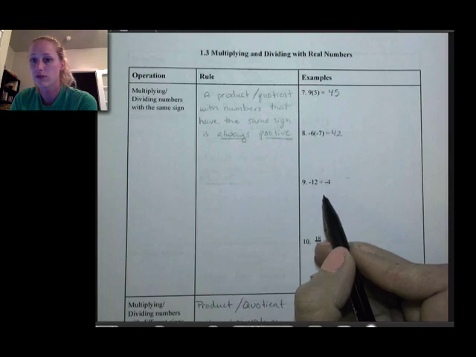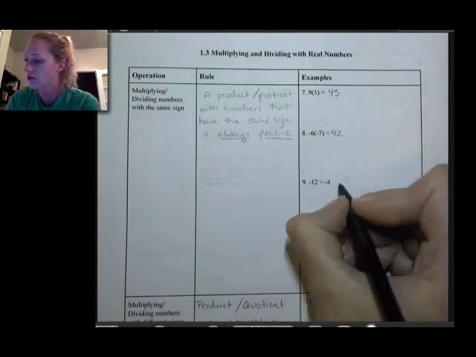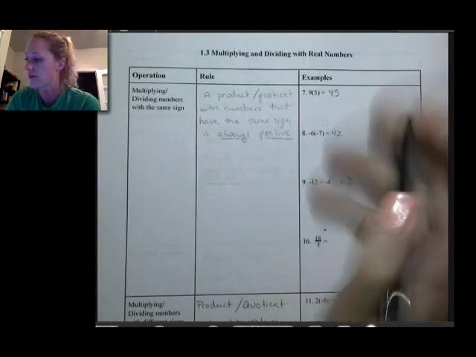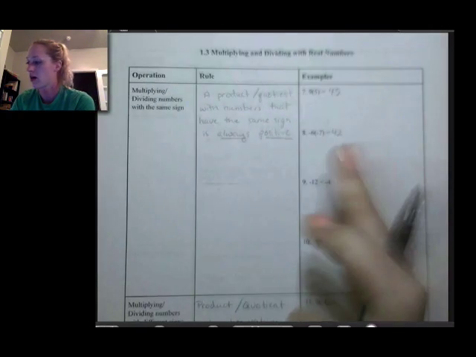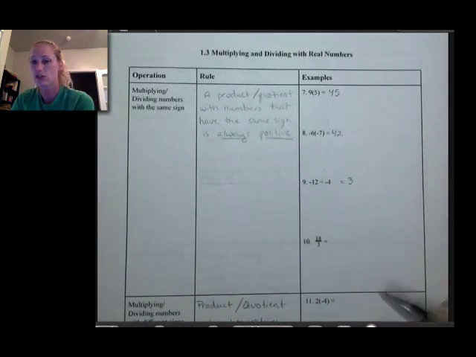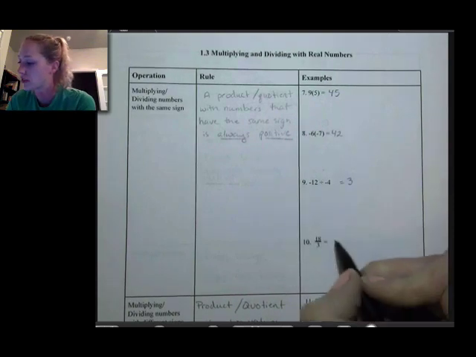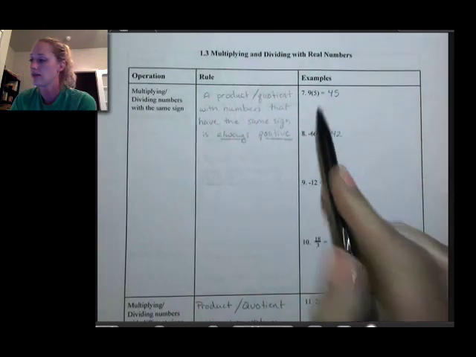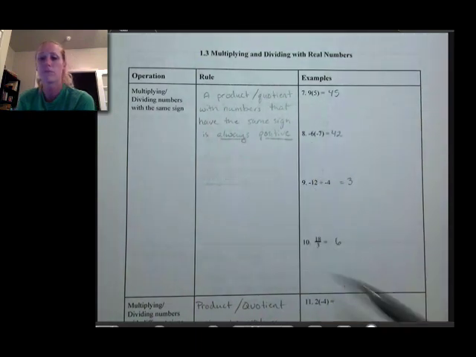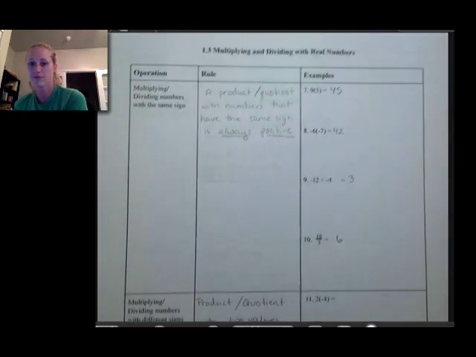Same exact thing for division. So negative 12 divided by negative 4 is the same as 12 divided by 4, which is 3. We can see division as a fraction as well, so this is read 18 over 3 or 18 divided by 3, which is 6. So anytime I have the same sign, my answer is always positive.